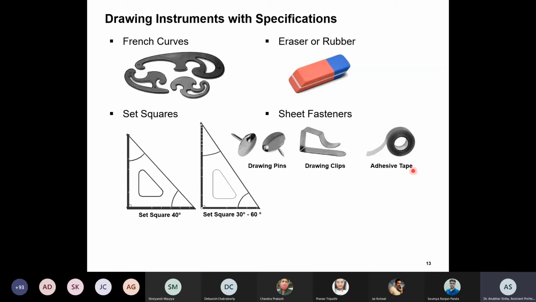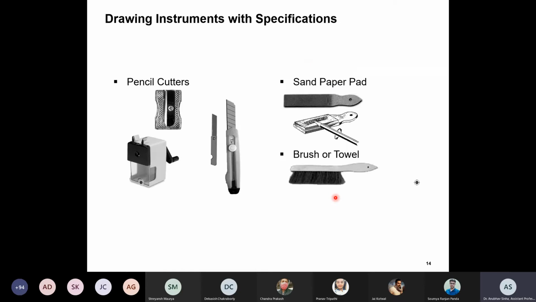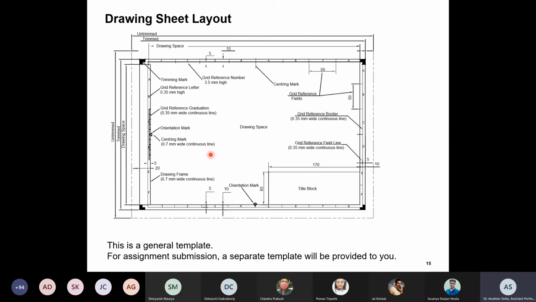So these are pins or clips when you want to stick your sheet to a drawing board. So I'll just skip through this. There is nothing much important here. Pencil cutters, and generally you sharpen your pencil using sandpaper when you are doing some fine calligraphy, but a cutter itself is quite okay for our purpose.